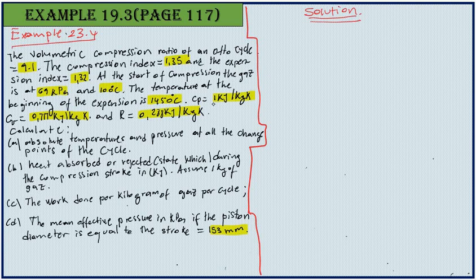CP is, so I'm gonna need to modify the value. Yeah, that's right. So CP is 1 kilojoule per kilogram Kelvin, and CV is 0.717 kilojoule per kilogram Kelvin. R is 0.288 kilojoule per kilogram Kelvin. So they want us to calculate the absolute temperatures and pressure at all the change points of the cycle.